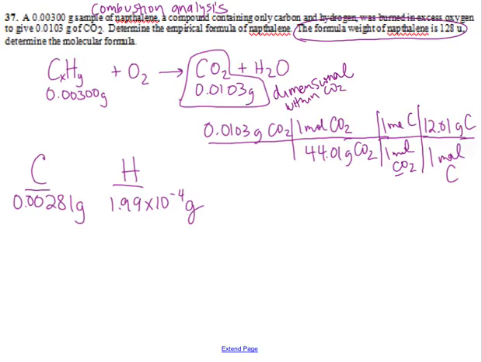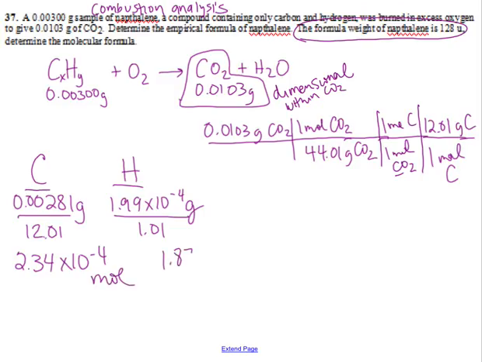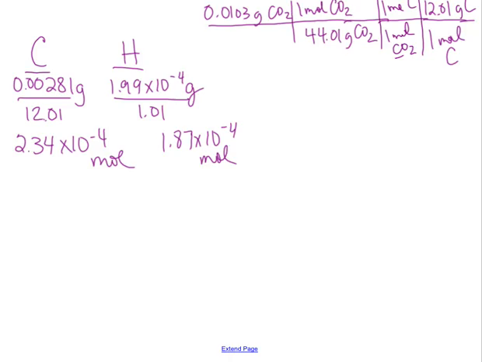So now, what do I do next? Grams to moles. So I'm going to divide this by 12.01 and this by 1.01. And when I do that, I get 2.34 times 10 to the negative 4th moles of carbon, and then 1.87 times 10 to the negative 4th moles of hydrogen. Now, I have moles. How do I continue to find the mole ratio? What do I do?